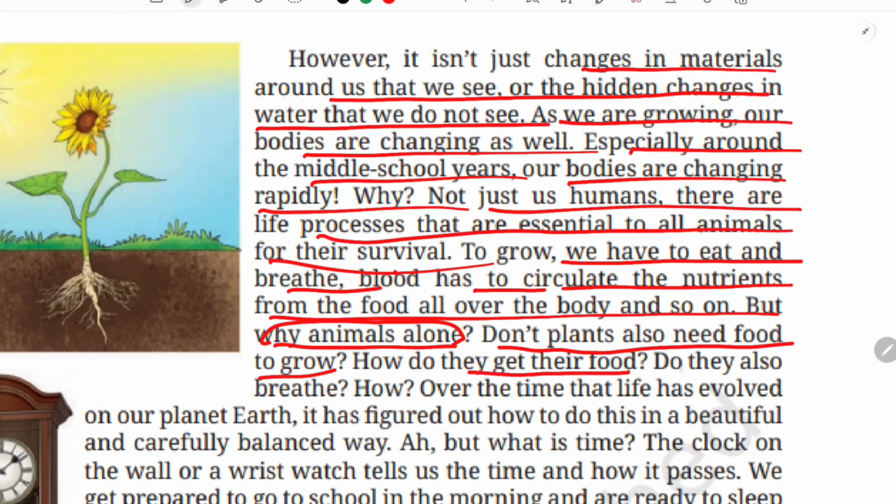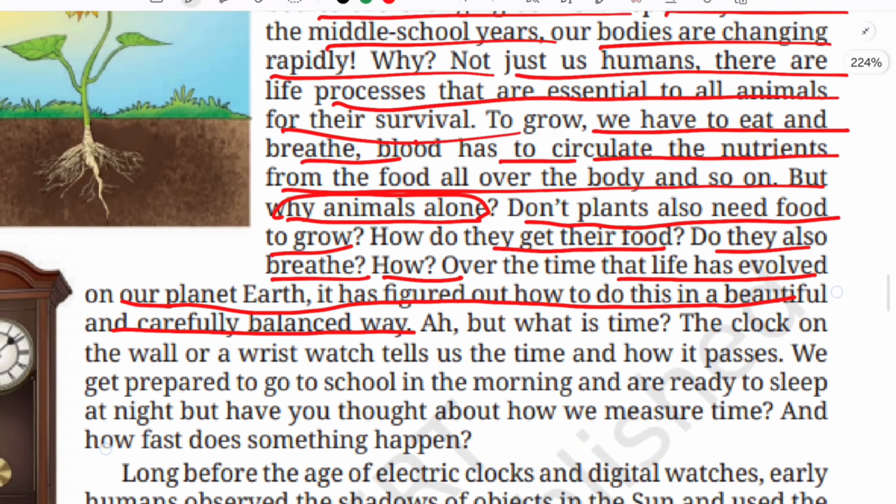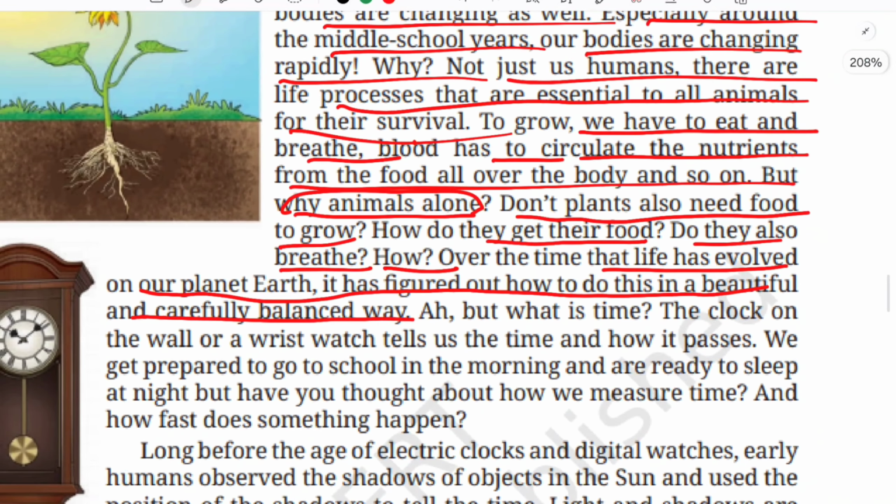How do they get their food? Do they also breathe? How? Over time, life has evolved on our planet Earth, and it has figured out a beautiful and carefully balanced way. So we are going to learn not only about animals, but also how plants need food and how they get their food. Do they also breathe? Yes, isn't it? They breathe. And over time, life has evolved on this planet, and has figured out how to maintain things in this beautiful world in a very balanced way.